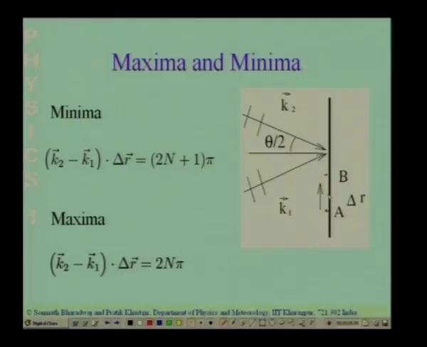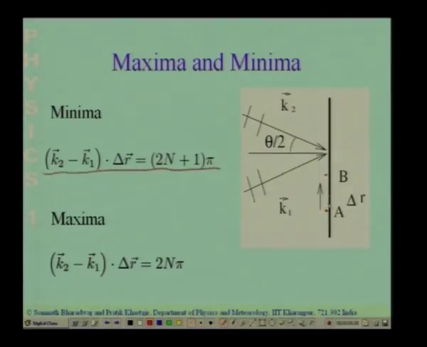and as I move away, the phase difference increases. When the phase difference becomes equal to pi, then the oscillations of the electric field of this wave and the oscillations of the electric field of this wave exactly cancel out, and I have a minima. So, the condition for minima is that the phase difference between the two waves should be equal to pi, or it could be 3 pi, 5 pi, some odd multiple of pi. So, this expression over here tells us at what displacement from the point A I will have a minima in the intensity.